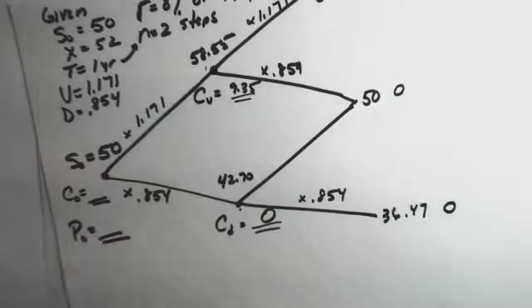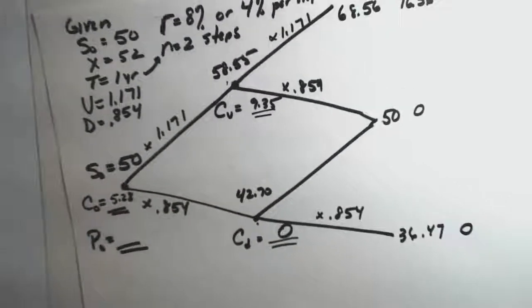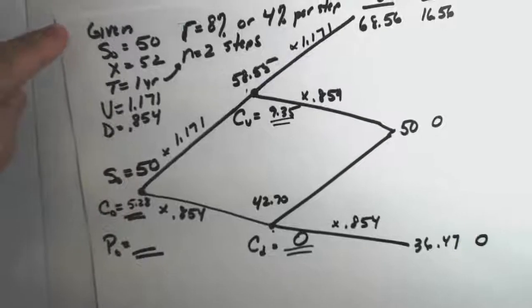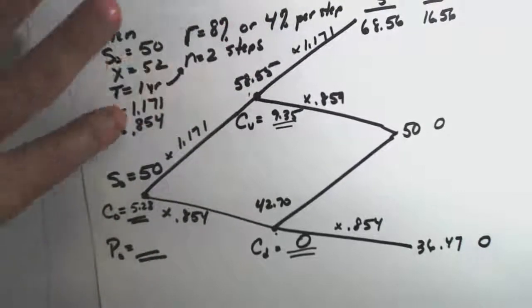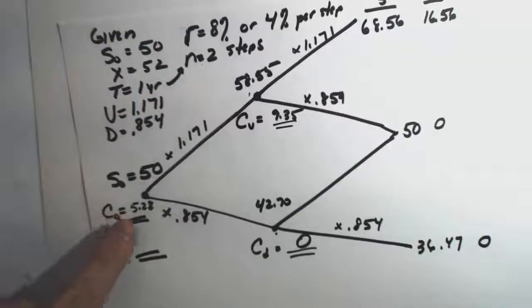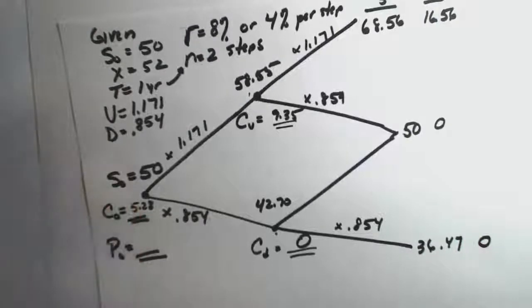Aha! The call is worth $5.28. Okay? So now let's look at what we just did. Given this information up here, I was able to determine the value of this option at $5.28, given the situation.